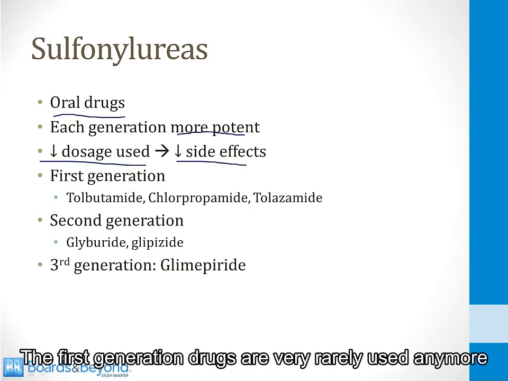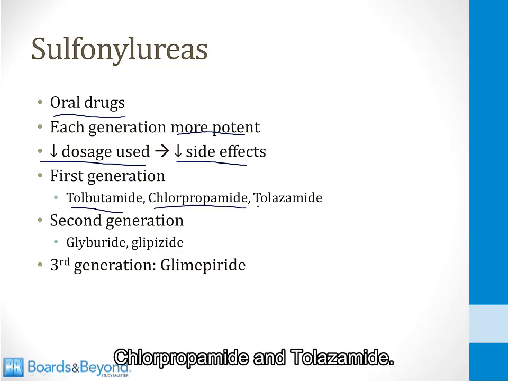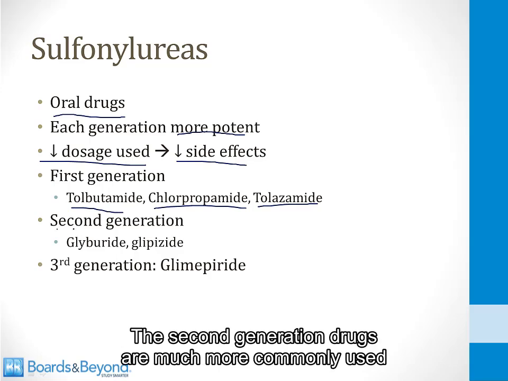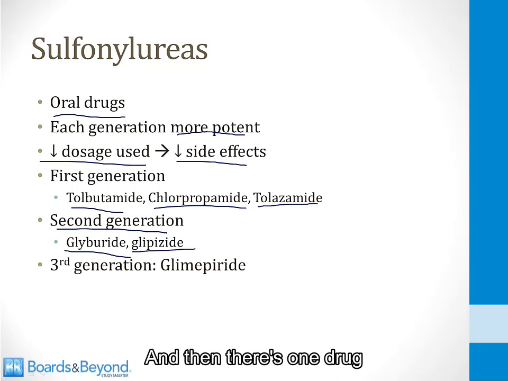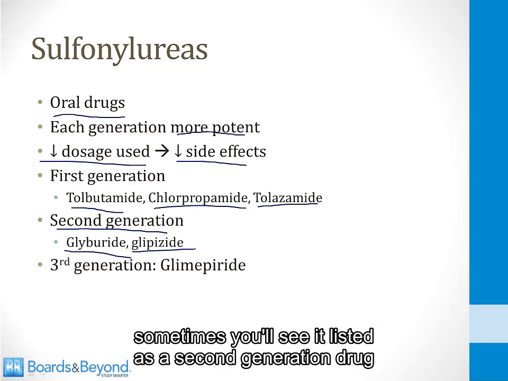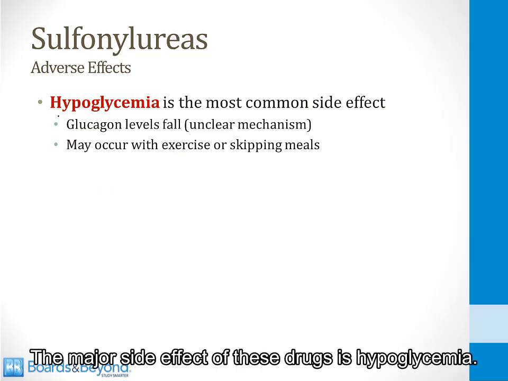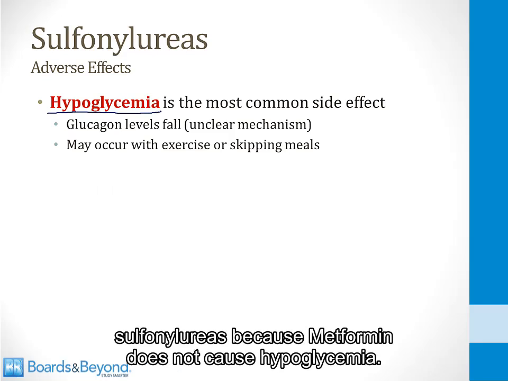The first generation drugs are very rarely used anymore. They are drugs like tolbutamide, chlorpropamide, and tolazamide. The second generation drugs are much more commonly used. They are drugs like glyburide and glipizide. And then there's one drug which is sometimes called a third generation drug. Sometimes you'll see it listed as a second generation drug, and it's called glimepiride. The major side effect of these drugs is hypoglycemia, and as I told you before, this is the reason that metformin is preferred over sulfonylureas, because metformin does not cause hypoglycemia.